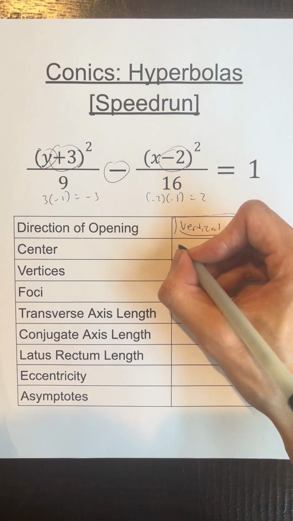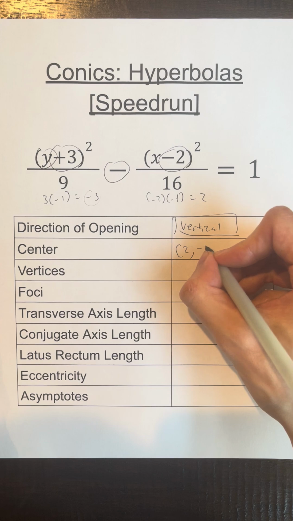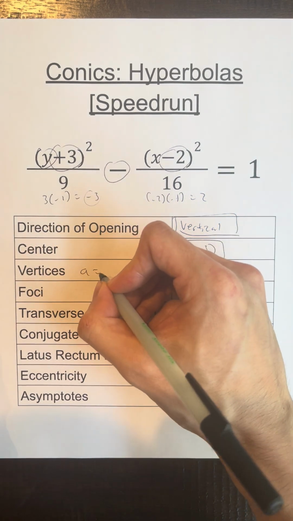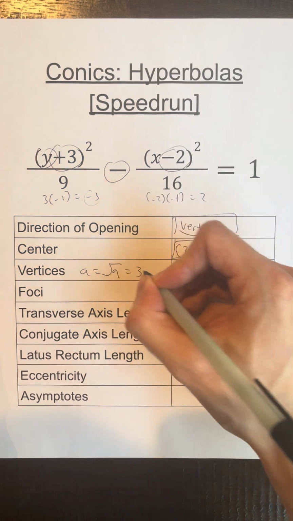Since this was with x, I'm going to use that as my x coordinate. Since this is with y, I'm going to use that as my y coordinate. This is your answer. To find the vertices, you need to find a. And a is the square root of this number. Square root of 9, so 3.